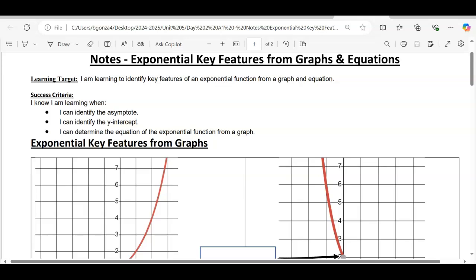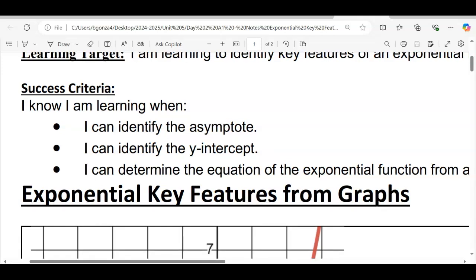Let's talk about exponential key features. Our learning target is we want to identify key features, that's in the name of an exponential function, from a graph and an equation. All right, now check it out. Here's our success criteria. I know I'm learning when I can identify a what?